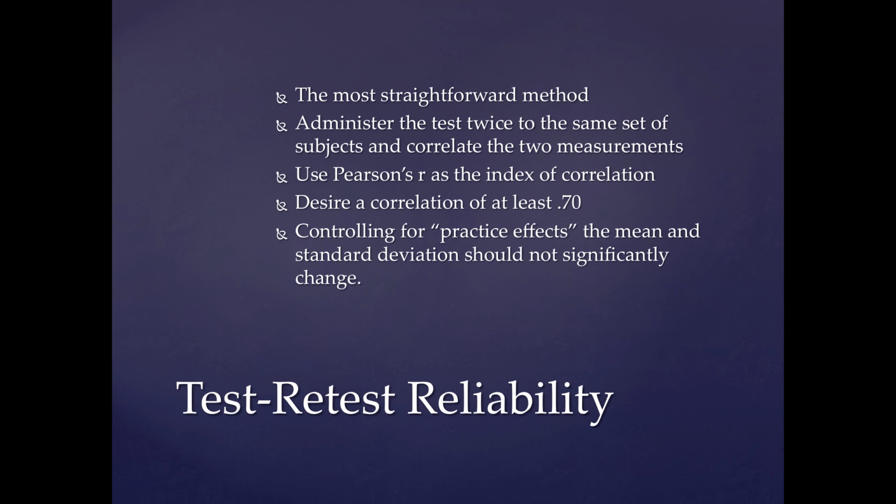Some of the methods that we use to estimate reliability, one of the most common and straightforward is just test-retest. So we administer the test one time, and then at some other time we administer the test again. We use the straightforward Pearson's correlation coefficient as the index of correlation, hoping for a correlation of 0.7 or higher. And we control for the practice effects and examine that because the mean and standard deviation should not change much. We can examine that with a simple dependent samples t-test.